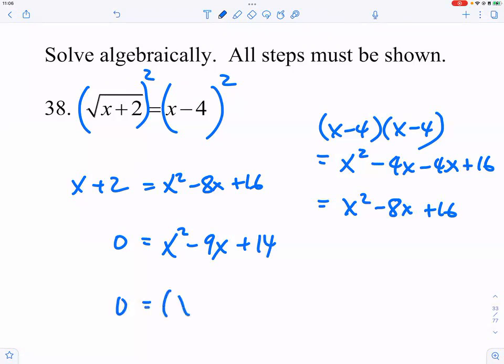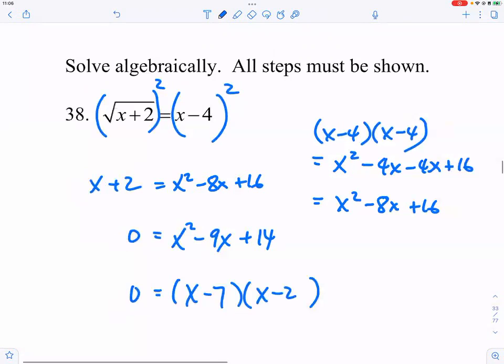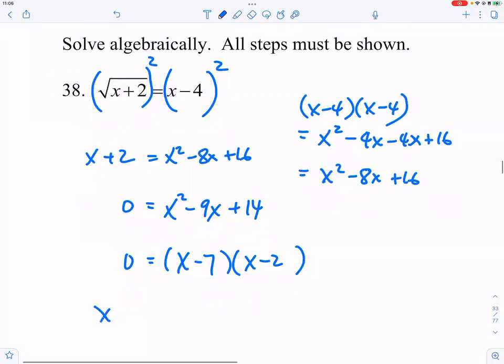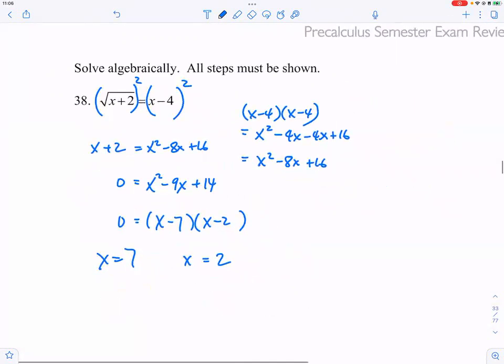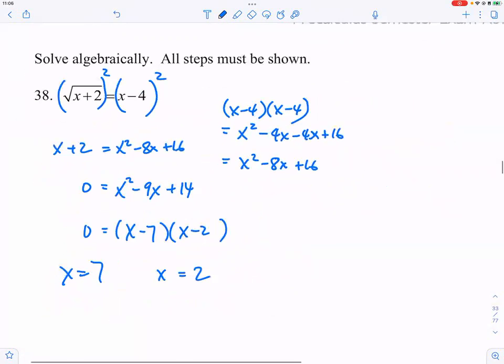And this is a fairly easy quadratic to factor, x minus 7, x minus 2. And then you have x equals 7, and then x equals 2. And then we are not done, because whenever we have a square root function, we've got to ask, do they both work?